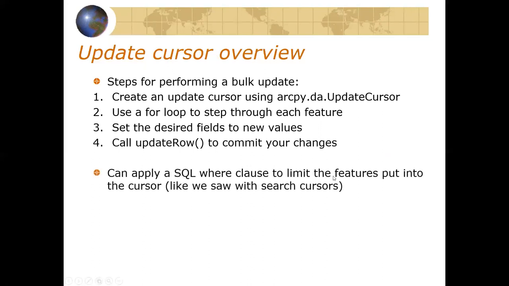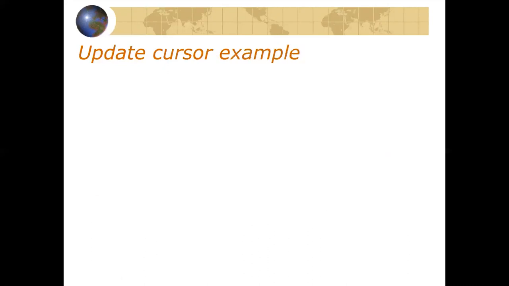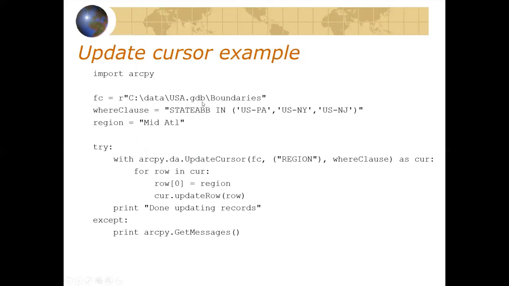And just as we saw with search cursors, you can apply a where clause to limit the features that you want to work with in your cursor. And just like with the search cursors, you're going to refer to the fields by their position in the tuple that you supply. So let's see an example. Here is the boundaries feature class in that same geodatabase.